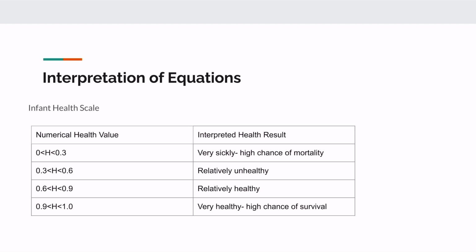This is how we interpreted the H value or health result of our model. An H value from 0 to 0.3 meant that the baby was very sickly and had a high chance of mortality. From 0.3 to 0.6, the baby was relatively unhealthy. An H value from 0.6 to 0.9 meant that the baby was relatively healthy. And lastly, an H value from 0.9 to 1 meant the baby was very, very healthy and had a high chance of survival.